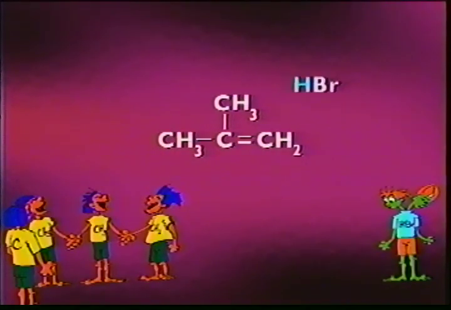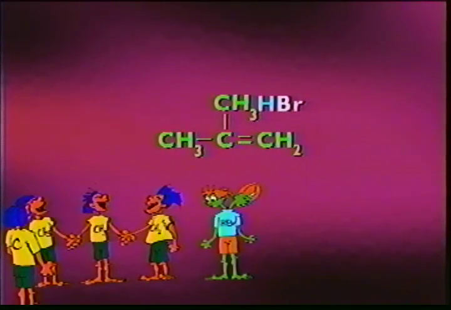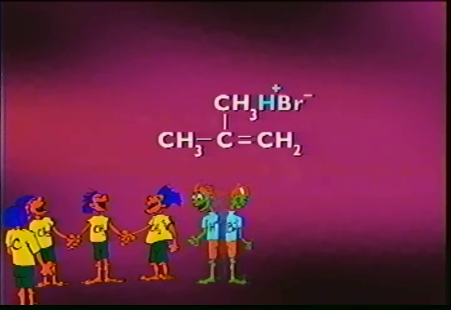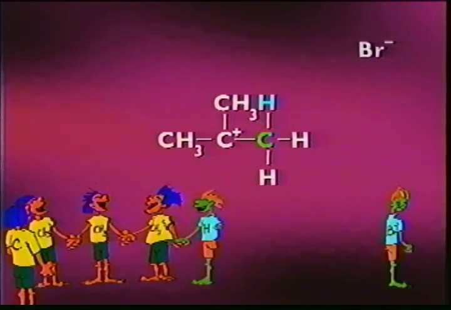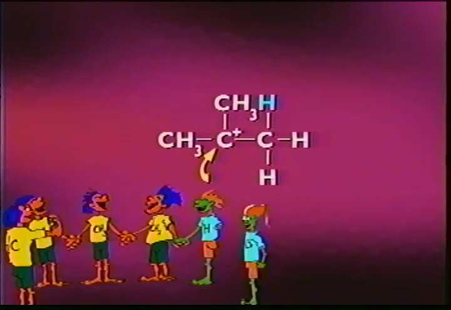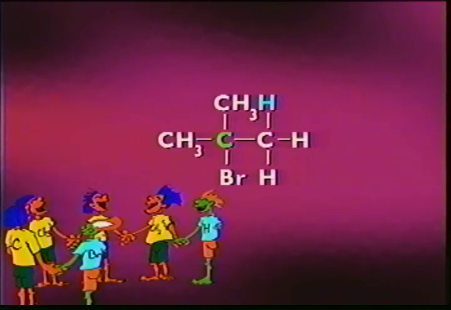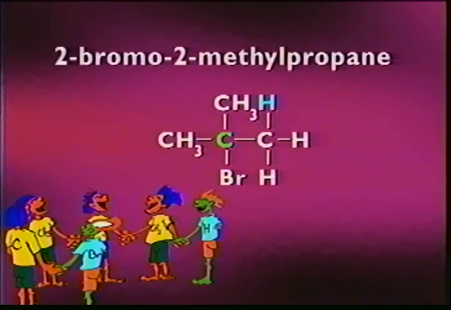When the hydrogen bromide approaches an alkene, 2-methylpropene, the HBr molecule dissociates into a proton and a bromide anion. The proton adds at carbon 1 of the double bond, forming a carbocation at carbon 2. The bromide anion attaches to carbon 2, and the final product is 2-bromo 2-methylpropane.